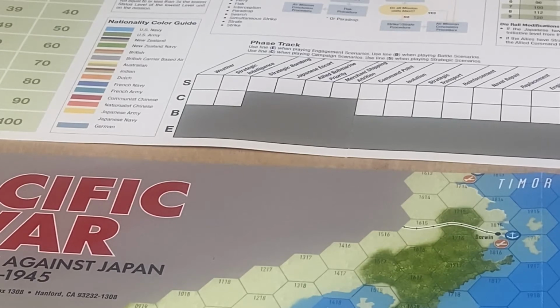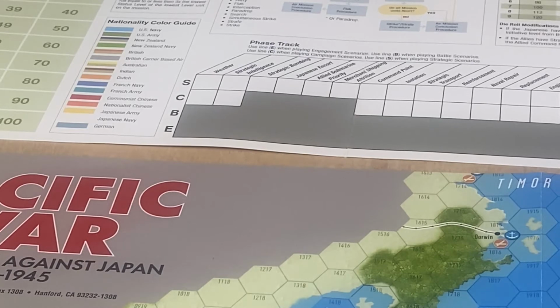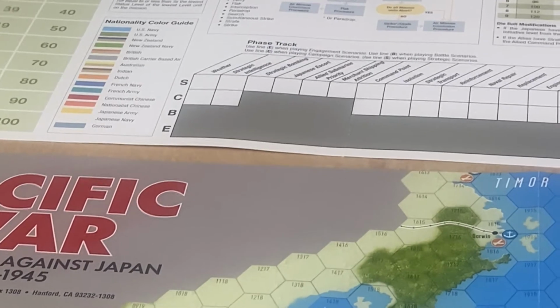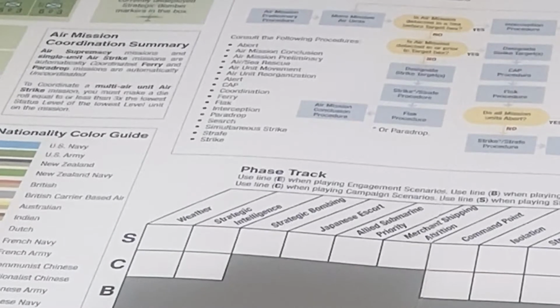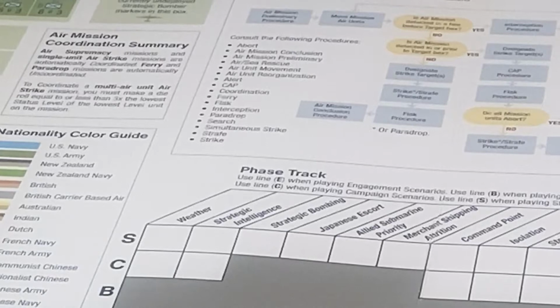Weather is going to be automatically clear in August. We'll have to wait till September to have a 20% chance of rain. And then strategic intelligence, we'll roll for that again. A 4 and a 3. This time, I believe the US is at level 3 intelligence, and the Japanese are still level 2 because they got a 4. So not a ton of difference.